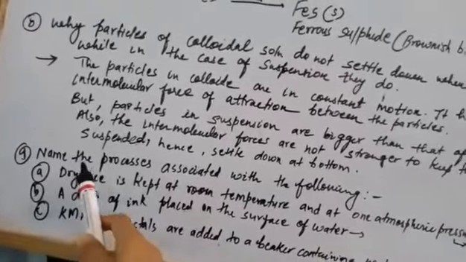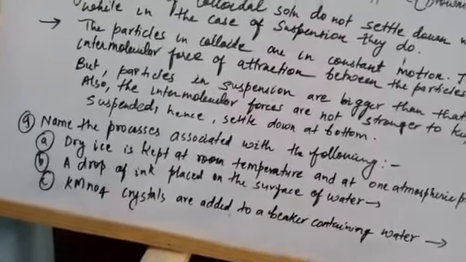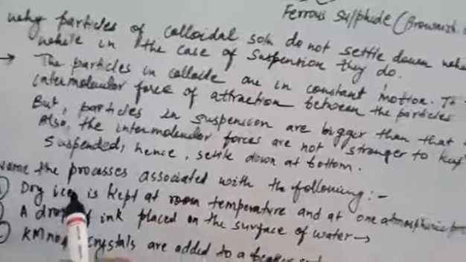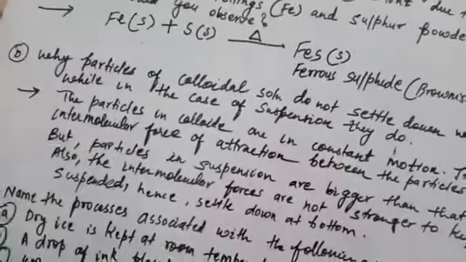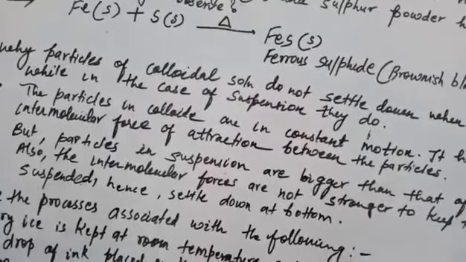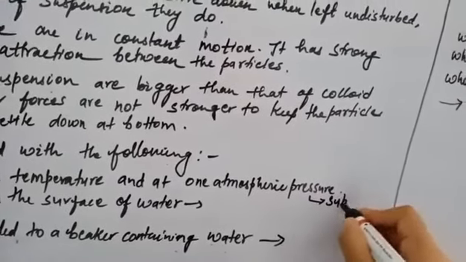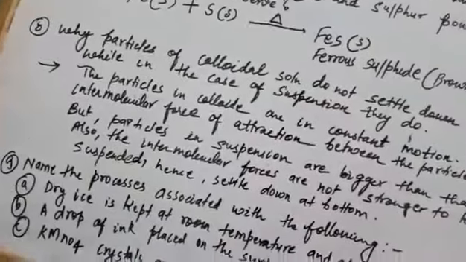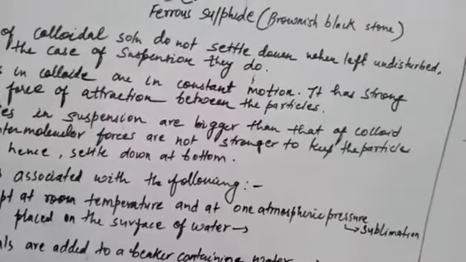Ninth is, name the processes associated with the following. You have to write which process is happening here. First, dry ice is kept at room temperature and at 1 atmospheric pressure. As you know, when you keep dry ice open like that, which process is going to take place? Sublimation. Soon dry ice will vaporize from solid to gas. It converts from solid to gas. So the sublimation process will take place.